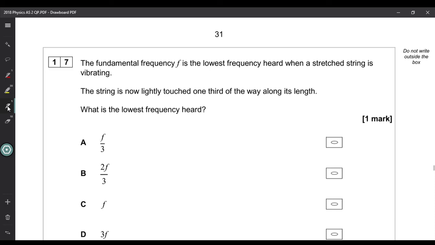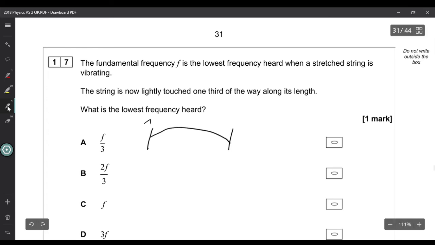Right. Number 17, the fundamental frequency F is the lowest frequency heard when a stretched spring is vibrating. The spring is now lightly touched 1/3 along its length. What is the lowest frequency heard? So what we've got is a string, and the fundamental frequency is going to look like that, where we have nodes at each end, and we've got an antinode in the middle.